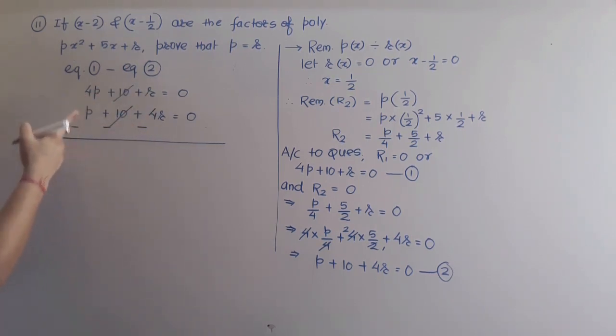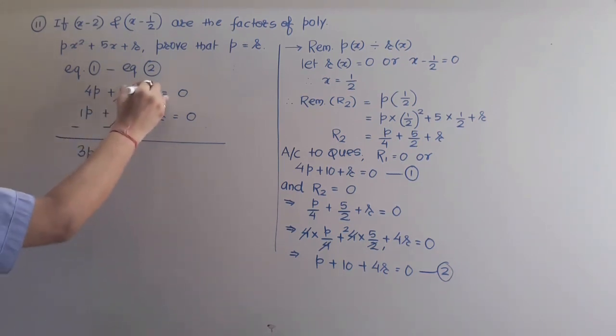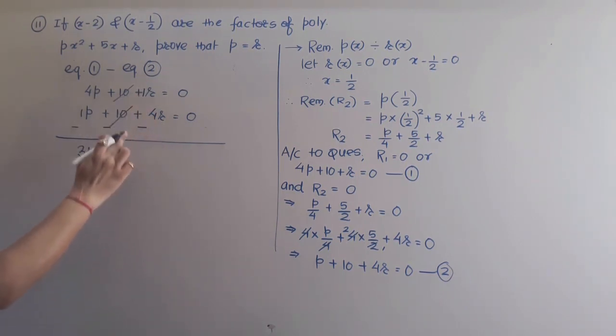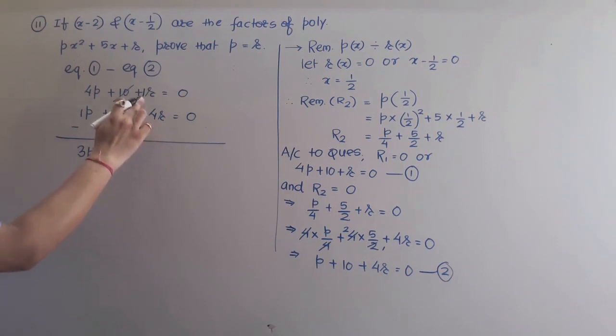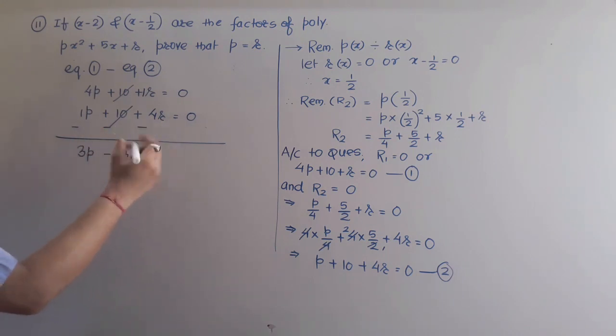From 4P, if you subtract 1P, the remaining is 3P. Similarly, the coefficient of R, I can take it as 1. Observe, here 4 is given and here 1 is given. Signs are different because the sign of 4R is minus, so from 4, I will subtract 1. That will remain 3R, but the sign of 3R will be negative because I have to apply the sign of the bigger term.